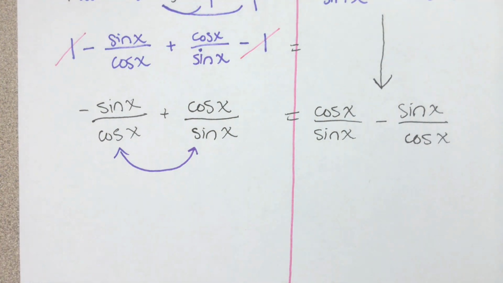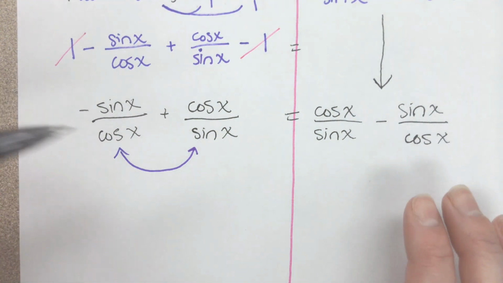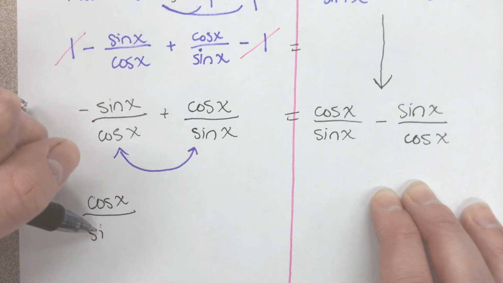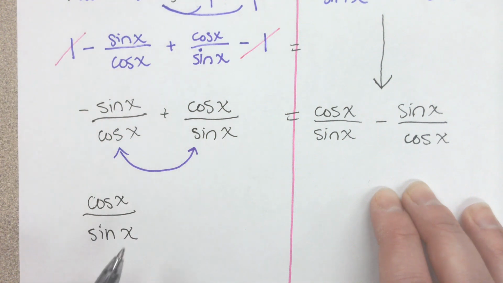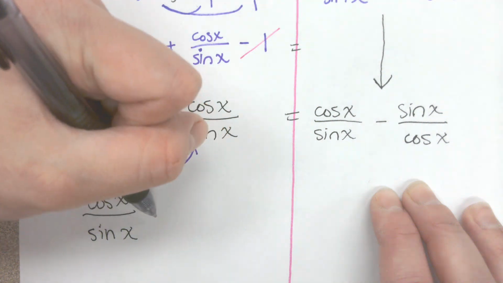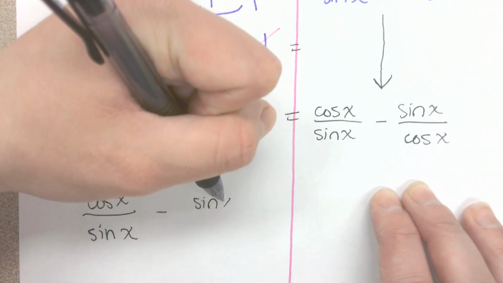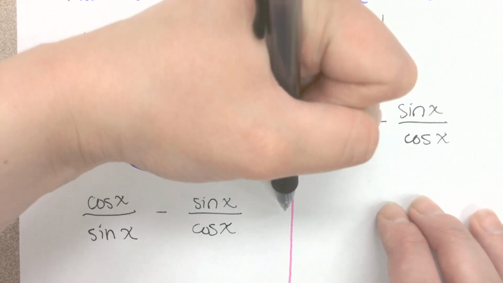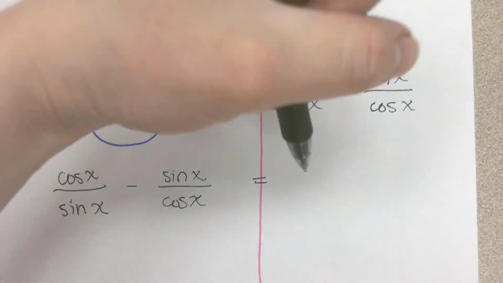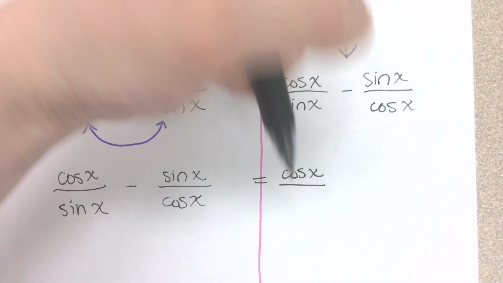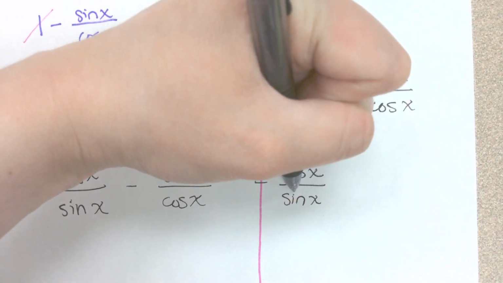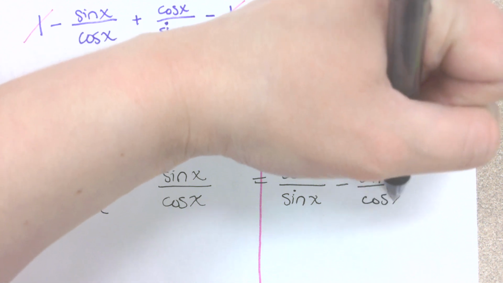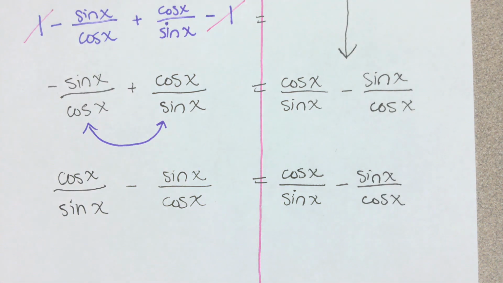Again, be careful with the signs. So we're putting the cosine over sine first. And it's positive, so it'll stay positive. And then the negative sine over cosine, so that'll become minus sine of x over cosine of x. And then I'll bring down the right side. Same thing on the left and the right, so I can stop here.